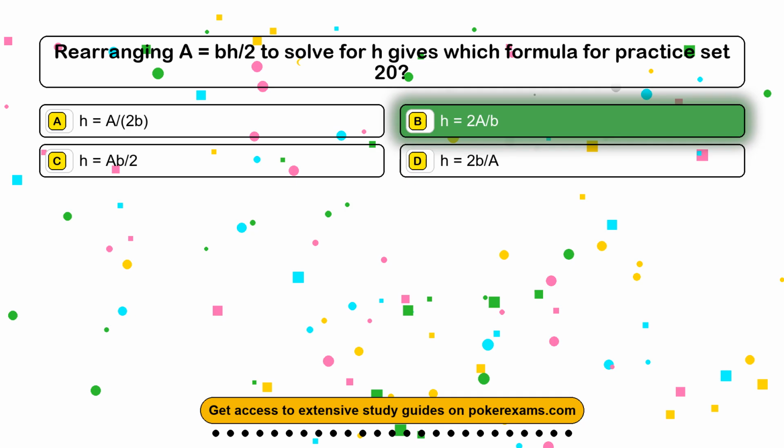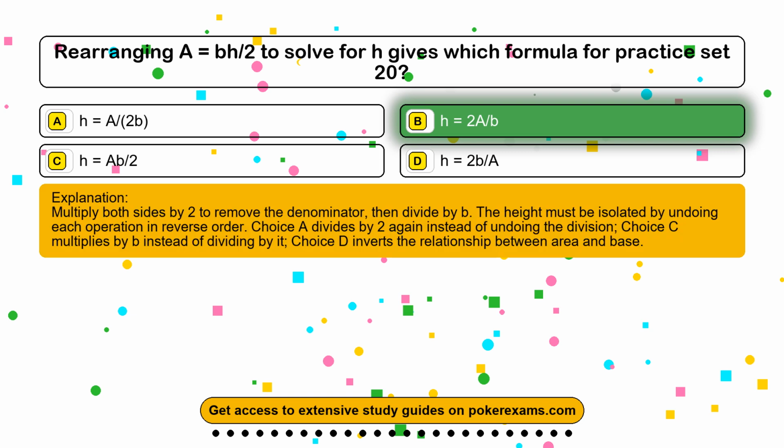The correct answer is option B, H equals 2A/B. Multiply both sides by 2 to remove the denominator, then divide by b. The height must be isolated by undoing each operation in reverse order. Choice A divides by 2 again instead of undoing the division, choice C multiplies by b instead of dividing by it, choice D inverts the relationship between area and base.